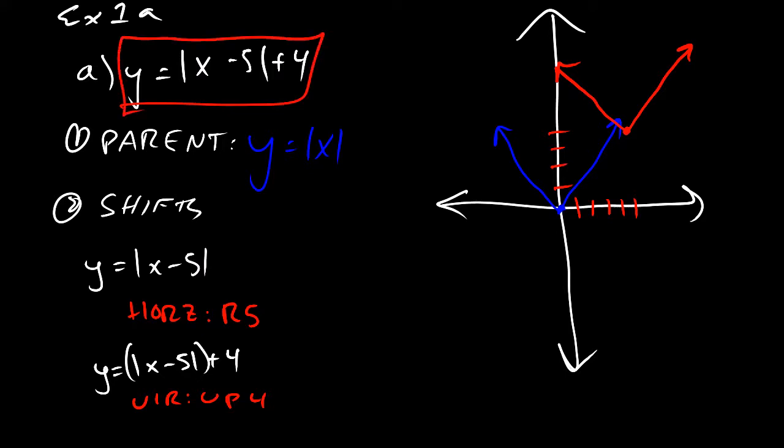We found our parent graph. Check. We found our shift. We found our horizontal and vertical. Done. We shift it. We draw it. We're happy. So example 1 is done. Alright, so we're going to move on to letter B.